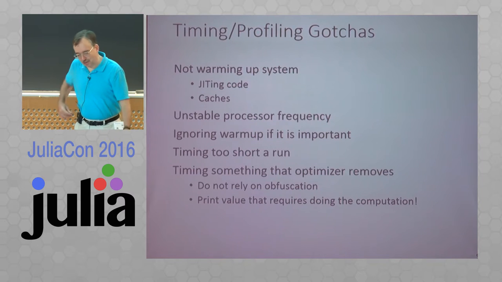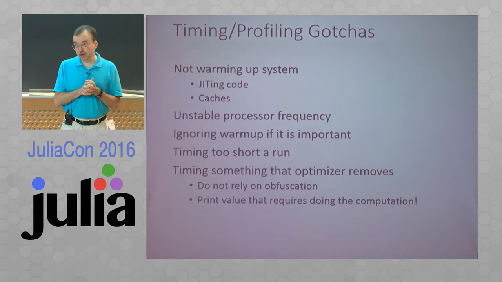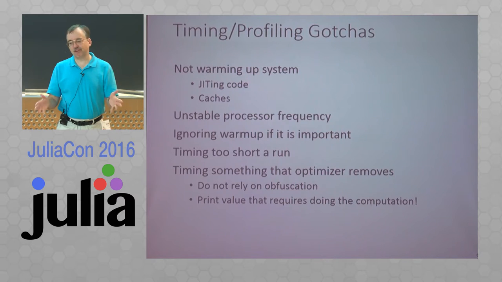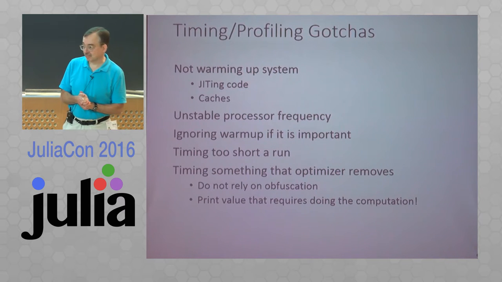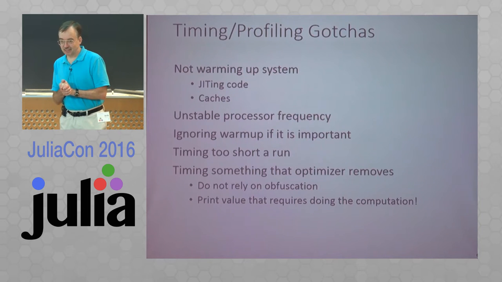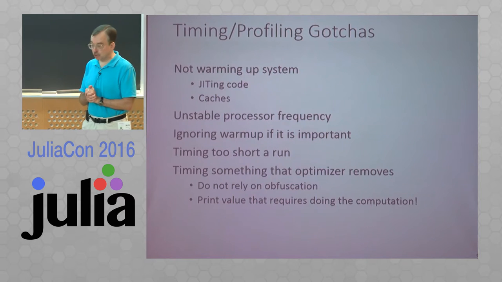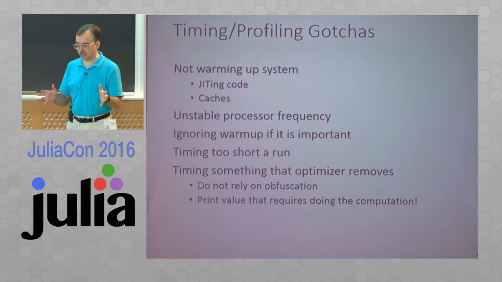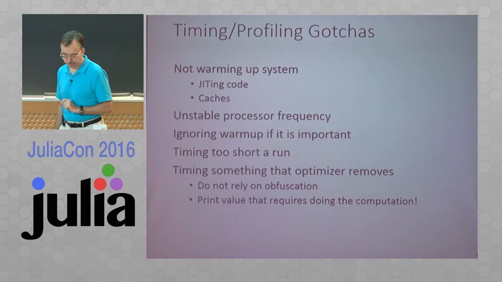Okay, and timing something that the optimizer removes. Optimizers' job is to optimize code and remove stuff that is not doing anything useful. If you just time a pure function and you don't print the result from it, the optimizer has rights to completely eliminate that function. Now the Julia optimizer is not there yet, but it will be one day, and you're not sure when that day is going to arrive. So I would be really careful. My normal practice when I time a function is to print out the result or a hash code of the result, something that it couldn't possibly have figured out without actually executing the function.